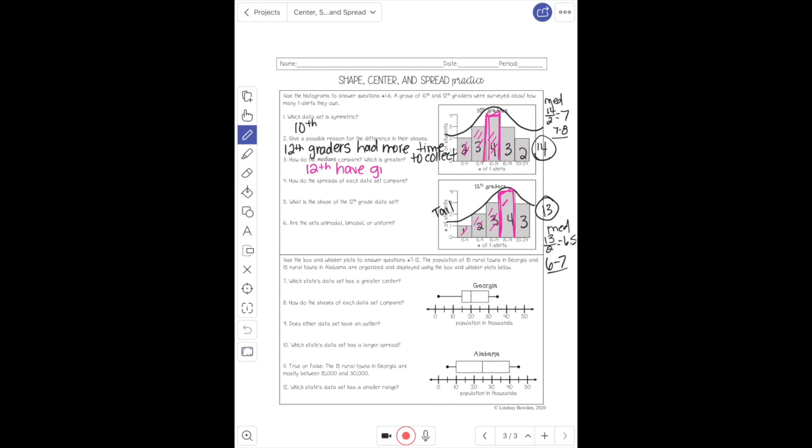All right, how do the spreads of the data sets compare? So the spread is going to be my range. Again, I can't really determine the range because of the intervals. I don't know if one starts at 20 or 24, but I can say that they do start at 0 and 24. So we're going to say about the same again. We'll do a better comparison of spread in just a second. Then it says, what is the shape of my 12th graders? Well, we said the tail was on the left, so this is going to be skewed left.